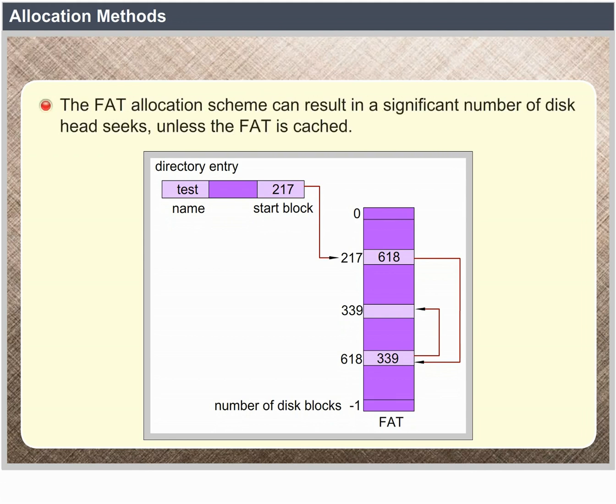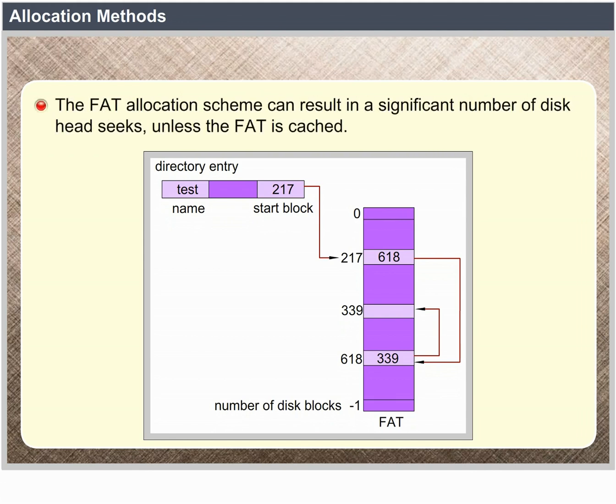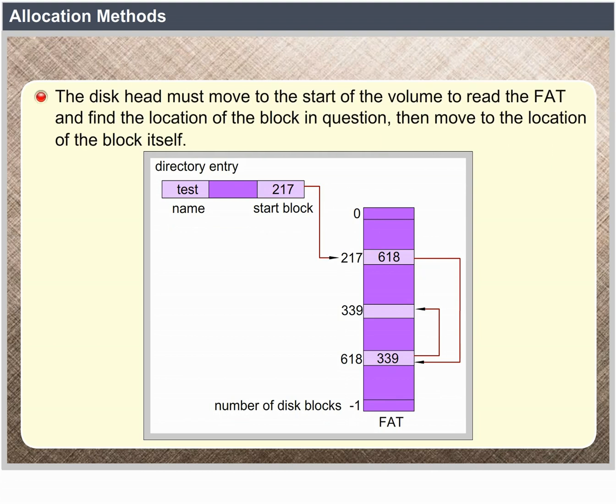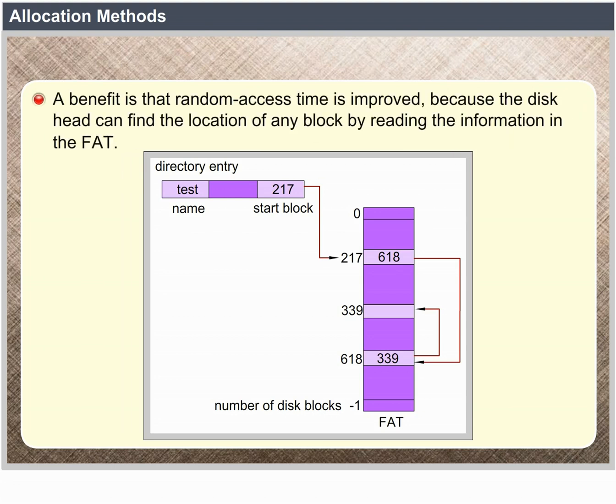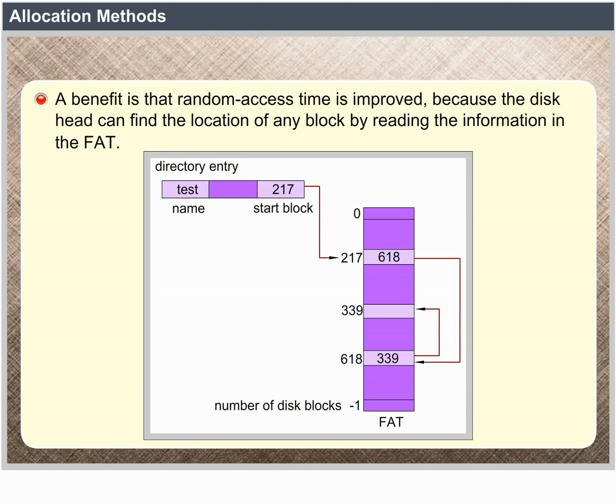The FAT allocation scheme can result in a significant number of disk head seeks unless the FAT is cached. The disk head must move to the start of the volume to read the FAT and find the location of the block in question, then move to the location of the block itself. In the worst case, both moves occur for each of the blocks. A benefit is that random access time is improved because the disk head can find the location of any block by reading the information in the FAT.